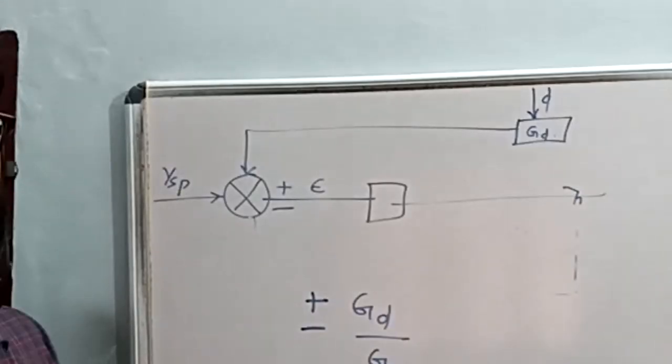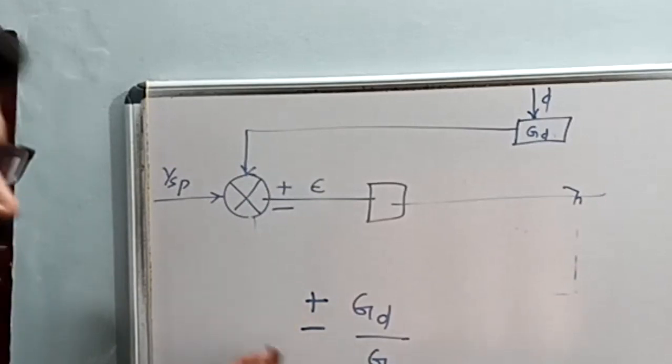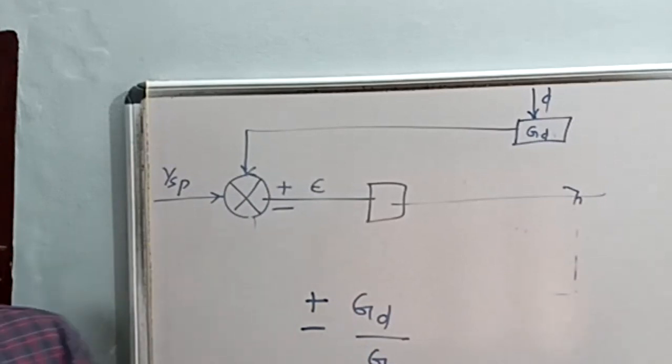From the options, you will easily be able to find the answer. They will not be asking for both plus and minus in the question, so it will be either plus or minus. Clear? I hope you understood. Right, GD by GP.